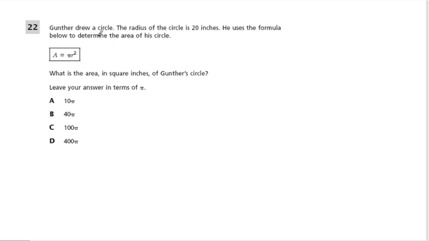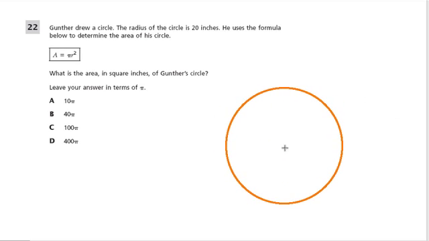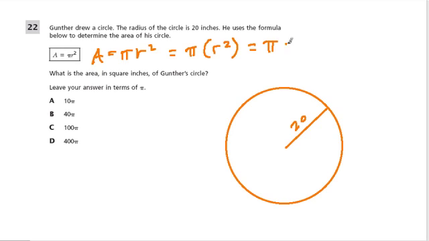The next problem, Gunther drew a circle. The radius is 20 inches. Let's sketch this out. The radius is 20 inches. He uses the formula below to determine the area of a circle. So this area equals pi r squared, which really means you want to square the r first before you multiply it by pi. So what do we do?